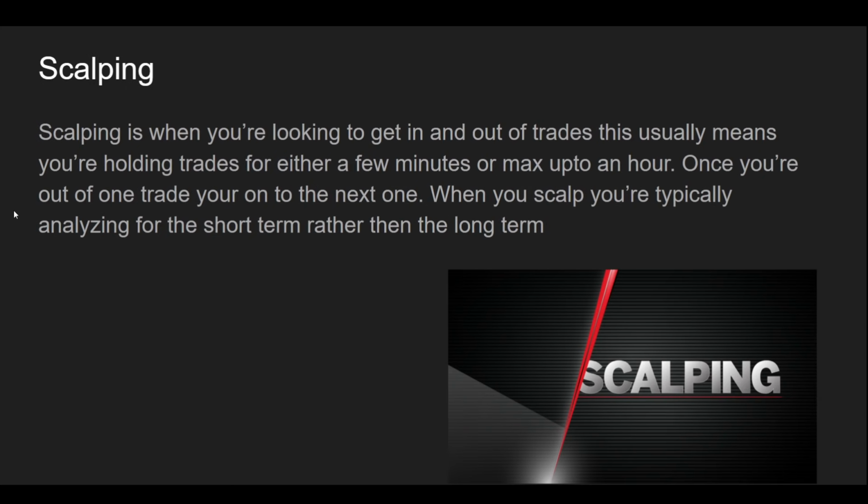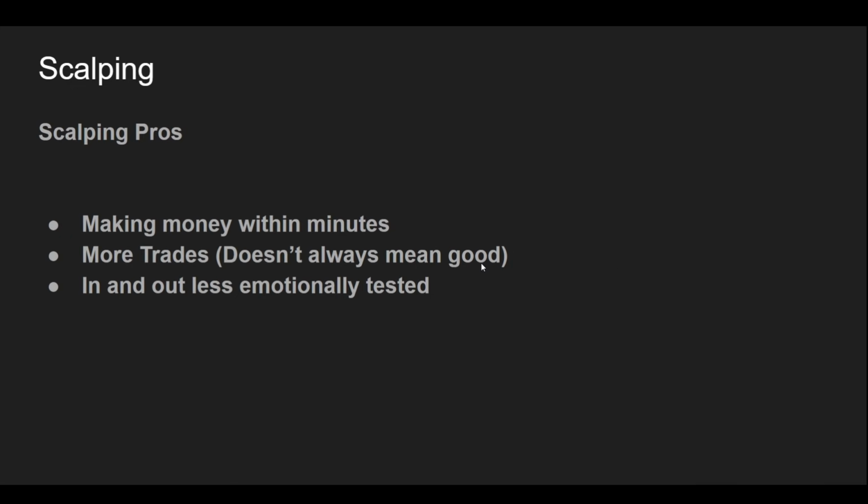Now, scalping. Scalping is when you're looking to get in and out of trades. This usually means you're holding trades for either a few minutes or max up to an hour. Once you're out of one trade, you're on to the next one. When you scalp, you're typically analyzing for the short term rather than the long term. So there's pros and cons for each one, and that's what we're going to go over right now. Yeah, there's only 3, in my opinion at least.